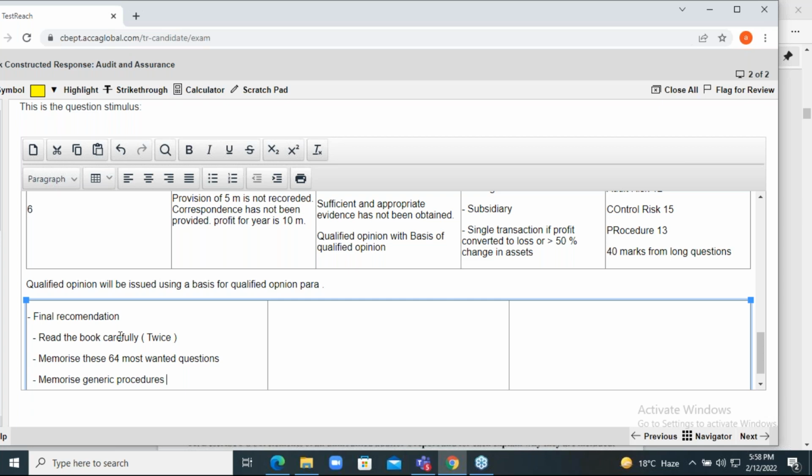So hopefully you would have gone through some audit risk questions and control risk questions. Yes, I know because students mostly focus on audit risk questions. So yes, you can do some audit risk questions. Yes, you can do control risk questions. But what are your weaknesses? Also do these questions. But your weaknesses are that you have not read the book carefully. You have not memorized the procedures and the most wanted questions. So just follow these three things along with your generic preparation and you can pass easily with the guidance of God. So this is my final recommendation for all of you.